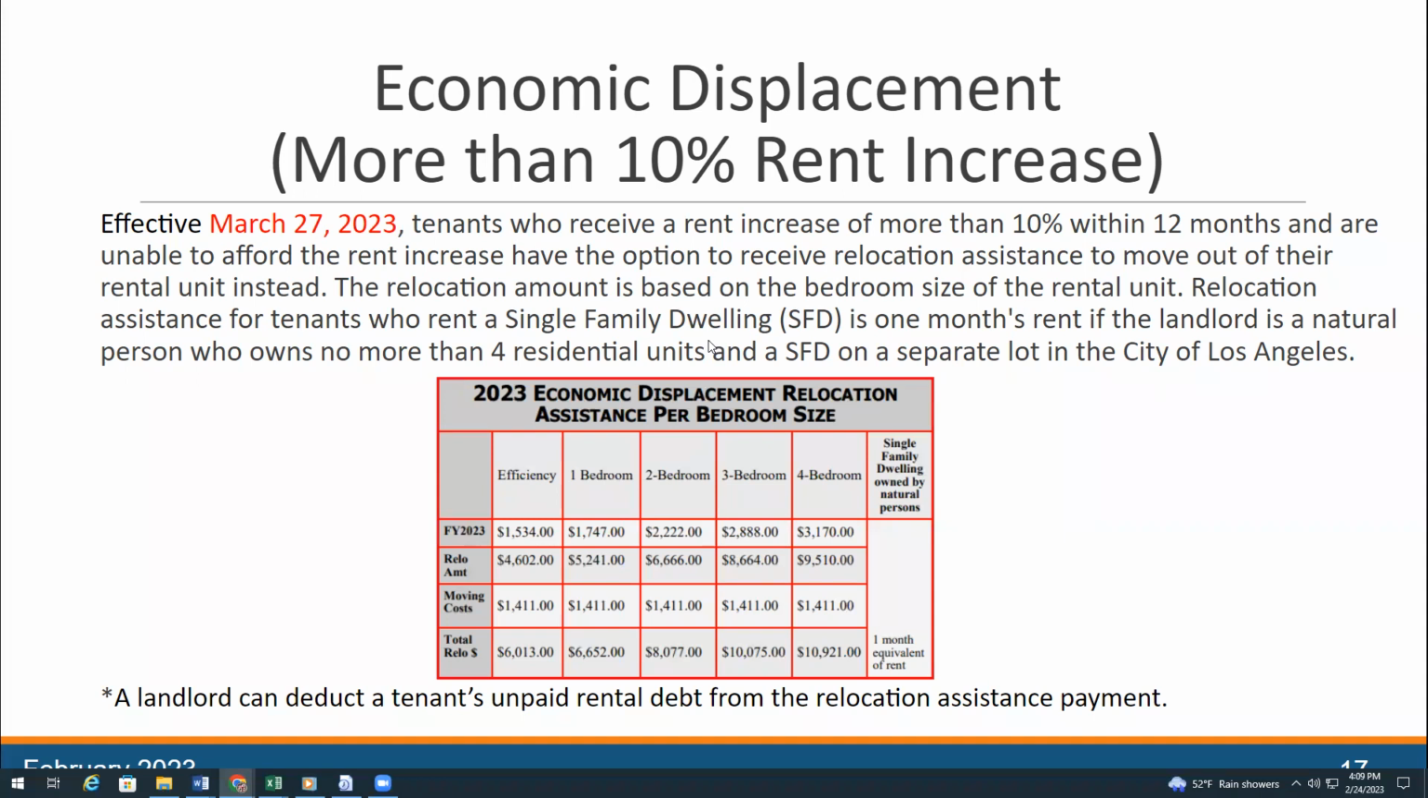then it would just be equivalent, the relocation that the tenant is invoking because they cannot afford this, in excess of 10% rent increase, would be equivalent to 1 month's worth of rent. And again, asterisk, that the landlord can deduct a tenant's unpaid rent from this relocation assistance amount. This is new law. It will go into effect March 27th, 2023, known as economic displacement.